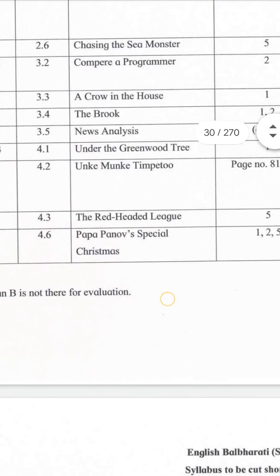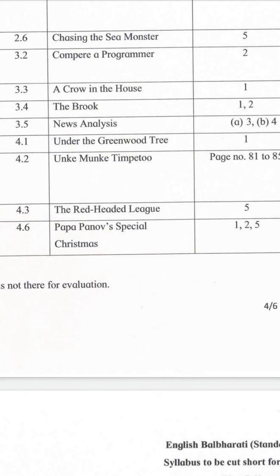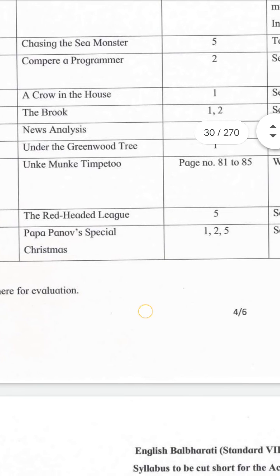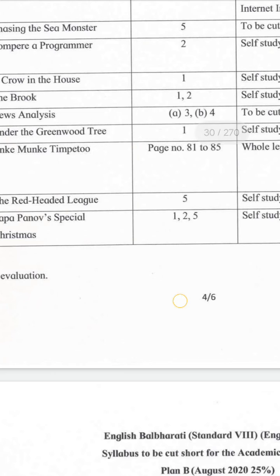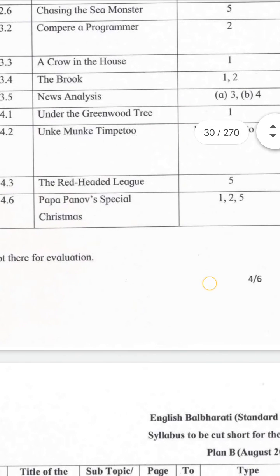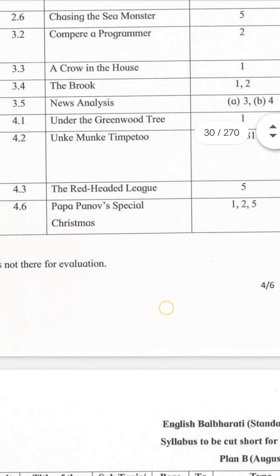Then third unit, 3.2, Compare a Program. Question number 2 is for self study. In this, question number 2 is for self study.